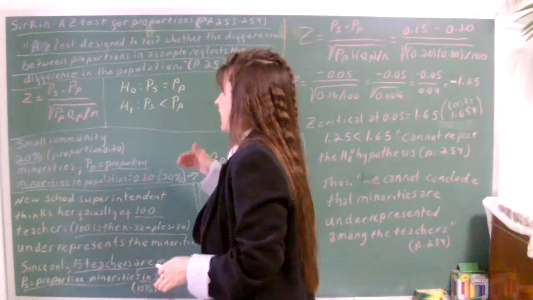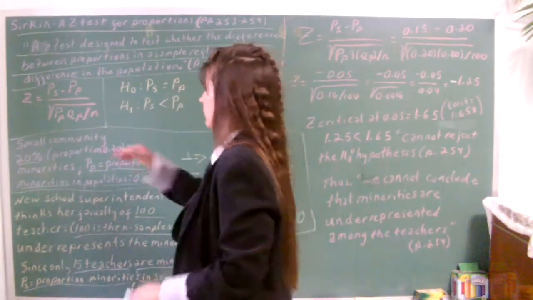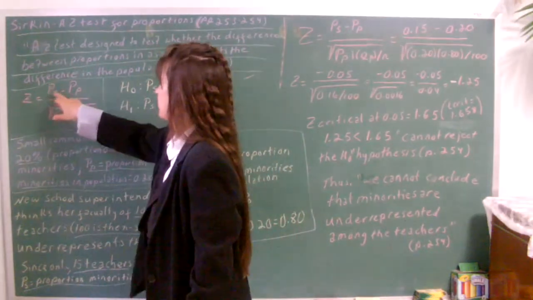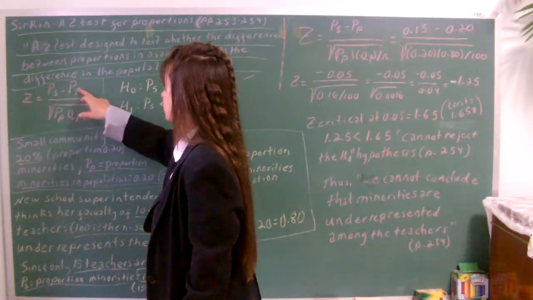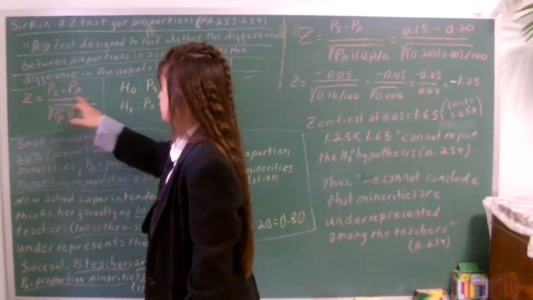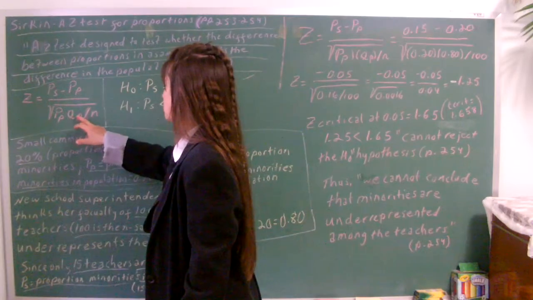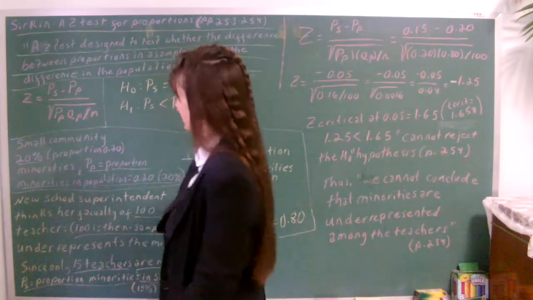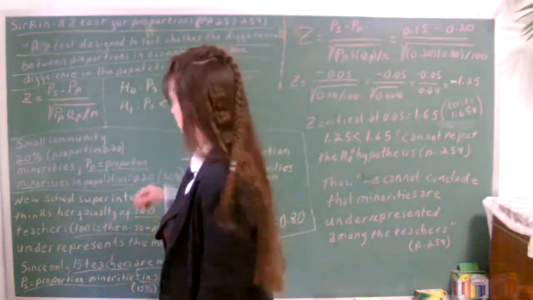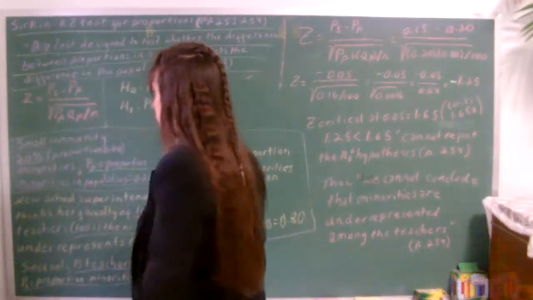And to do that, we have a z formula. Z equals p subscript s minus p subscript p divided by the square root of p subscript p times q subscript p divided by n. What in the world are these letters? We're going to discuss that, so you know what this represents.